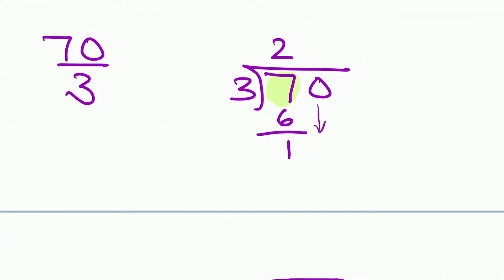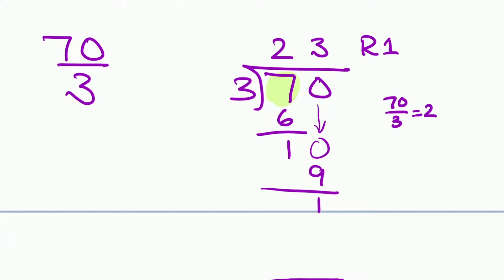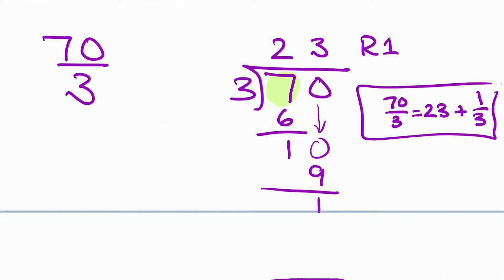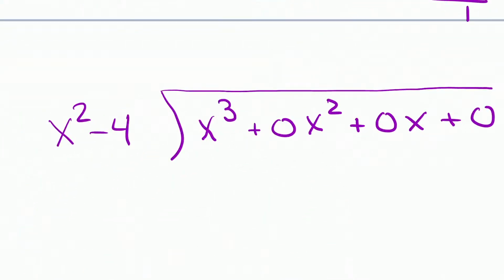Anyway, you drop this down here, and then you ask yourself, how many times does 3 go into 10? 3 times 3 is 9, so that's what I'm going to use. And then you subtract, and that is the remainder of 1. So 70/3 is 23 plus 1/3 is what I'm getting out of this. So we're going to do the same thing, but with polynomials. I know it's painful, but we can do this.